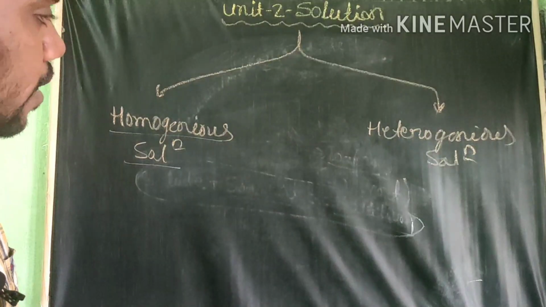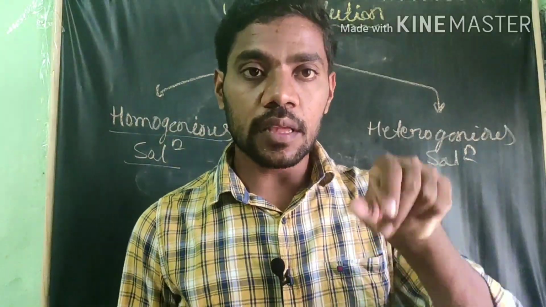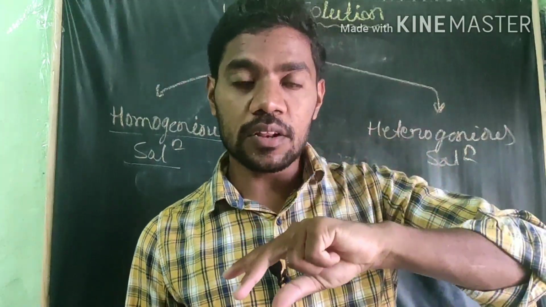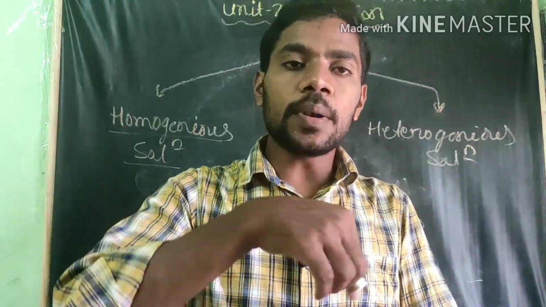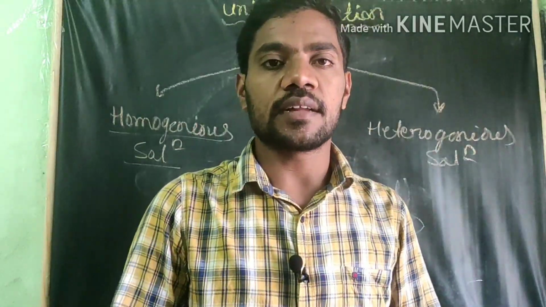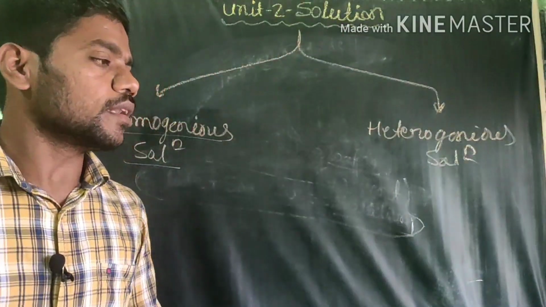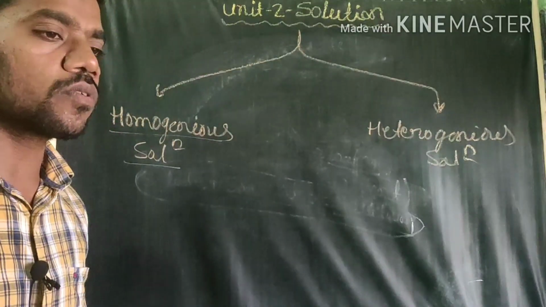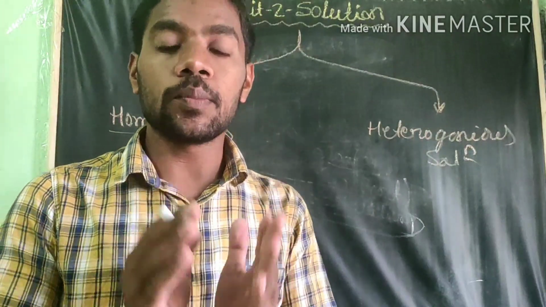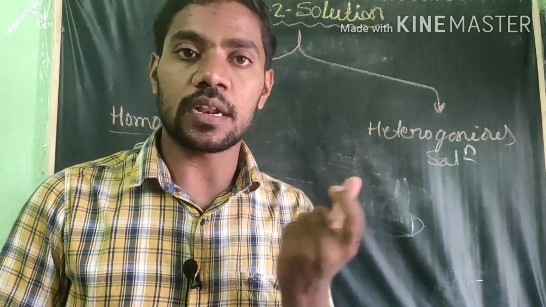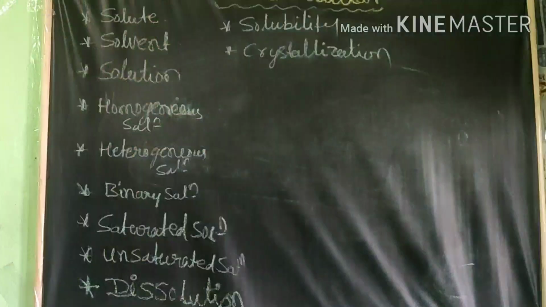Based on this, we classified solutions into two types based on solubility: soluble or insoluble. If it is not soluble, it is heterogeneous. If it is completely soluble throughout the solvent, it is called a homogeneous solution. Now we are going to some important terminologies in the solution chapter, the fundamentals we have to go through.